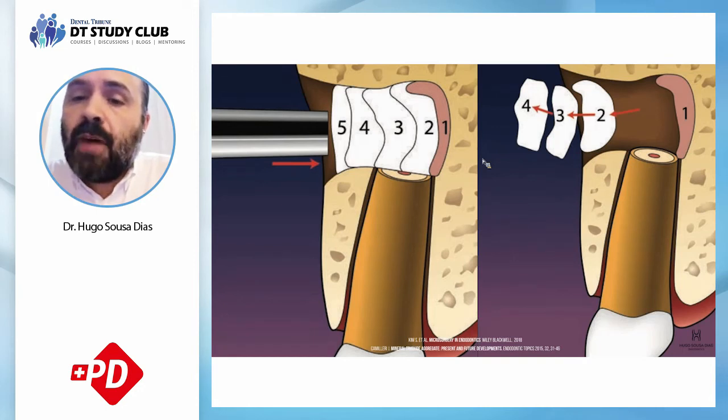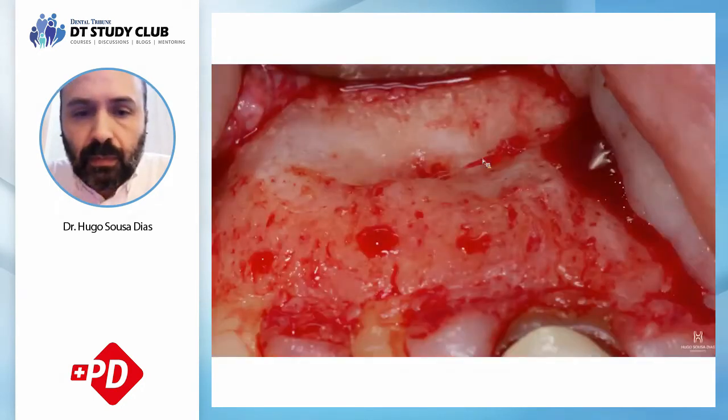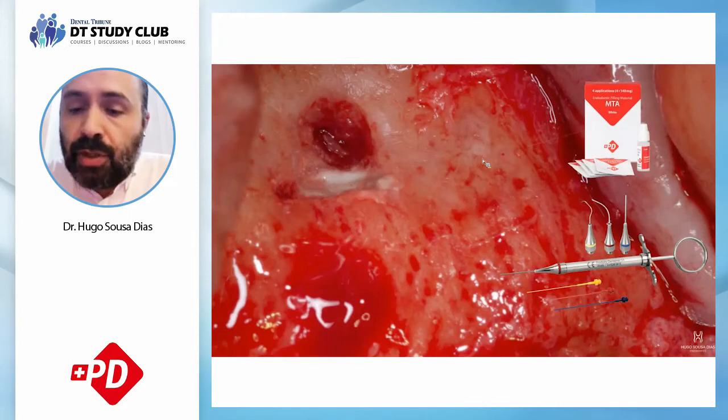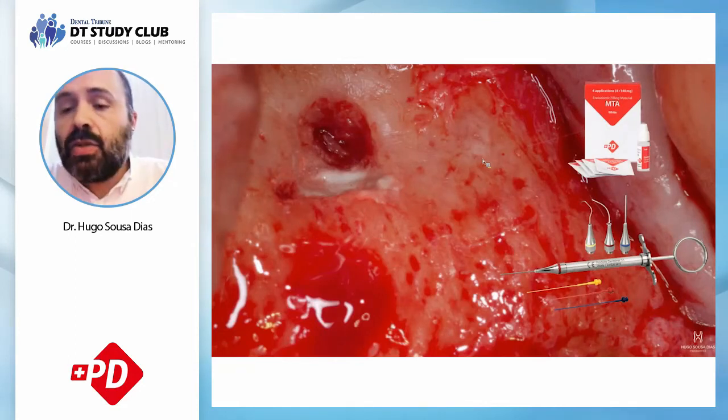After around 5 minutes, I removed the first ones and I left one inside to keep the environment without blood. And now I do the retro obturation. For retro obturation, I use MTA and I use a delivery device.